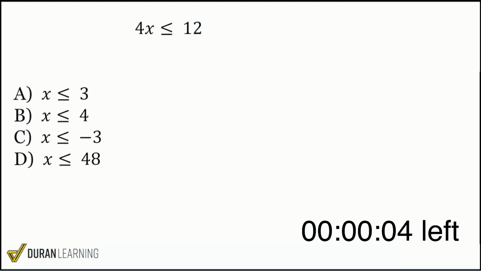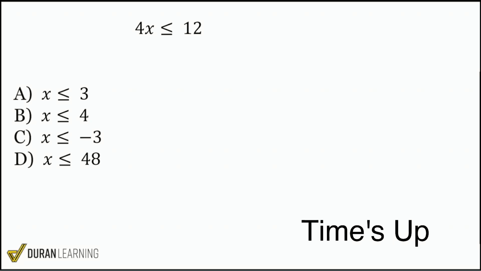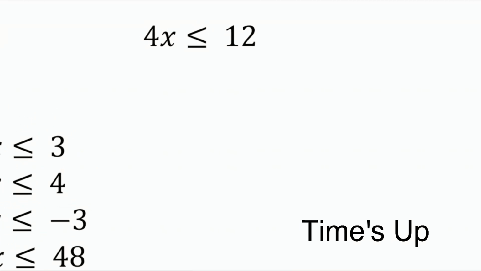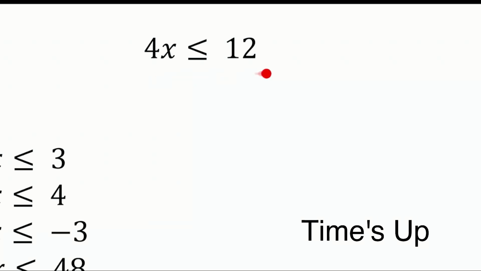Alrighty, and looking at our final 3, 2, and 1. Let's give this next one a shot, my party people. So we have 4x is less than or equal to 12. Because we are observing 4 attached to the x, what operation are we currently looking at? Yeah, we're currently looking at multiplication. So to do the opposite operation, we will divide both sides by 4, allowing us to cancel out the 4 on the left side.